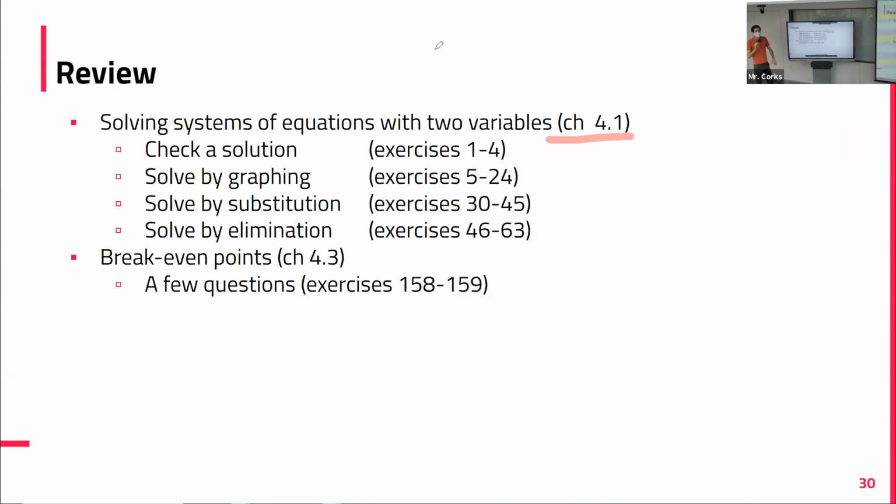Our book is not really a business textbook. It's more focused on general math. So it does not have a lot about break-even points, but it does have a little bit. So there are these two questions. But yeah, our book is more of a general math book, so not so much of that.